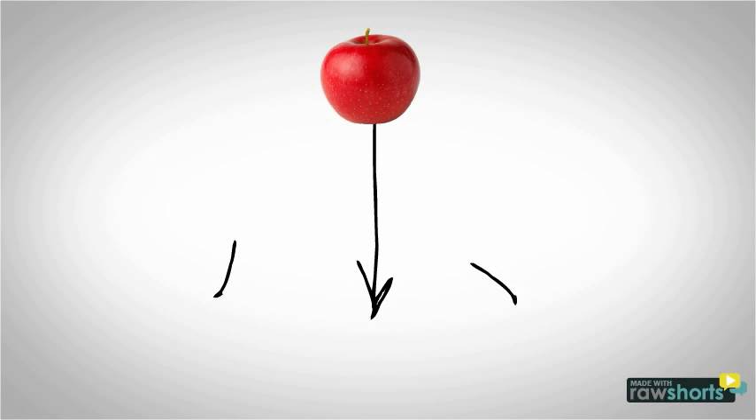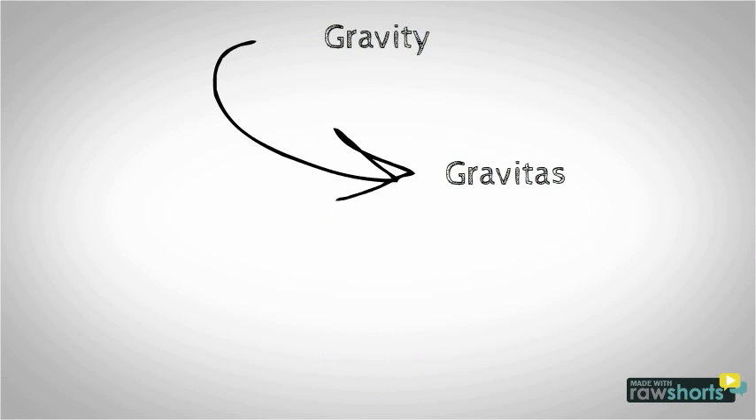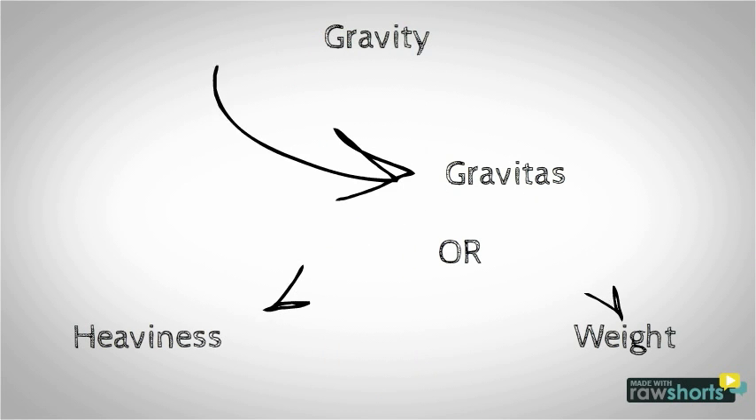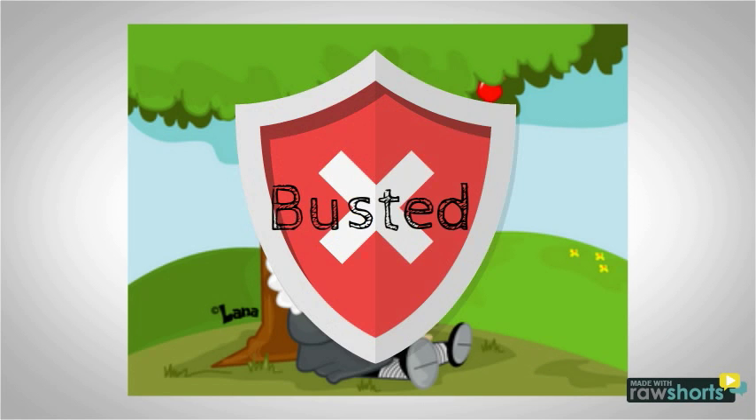His law of motion stated that an object at rest will stay at rest unless acted upon by a force. Following his laws, he figured that there must be a force pulling the apple down. He named this force gravity after the Latin word gravitas, which literally translates into heaviness or weight. The story with the apple landing on Newton's head is legend, however.